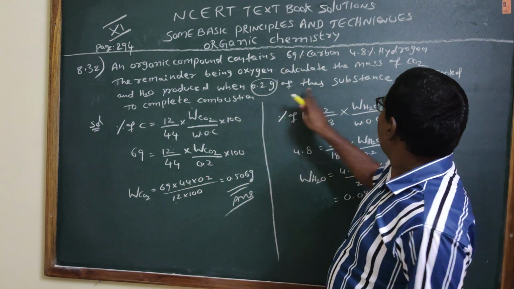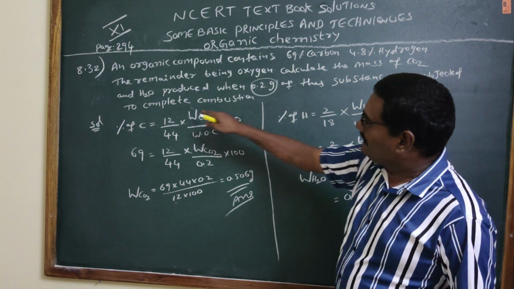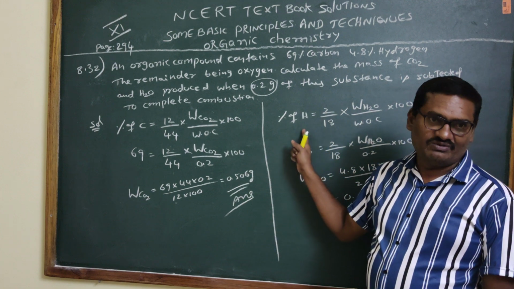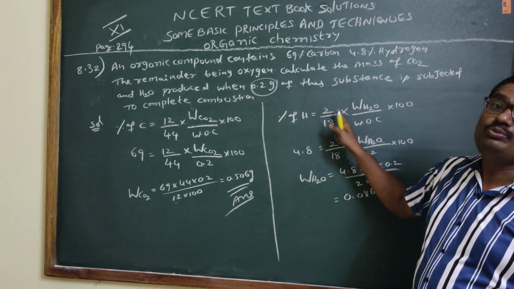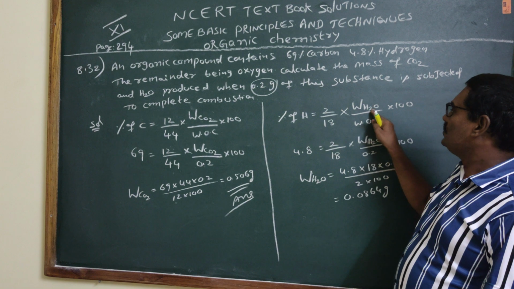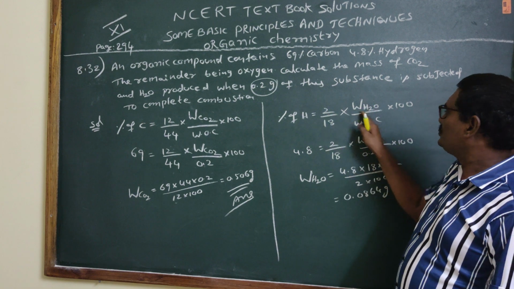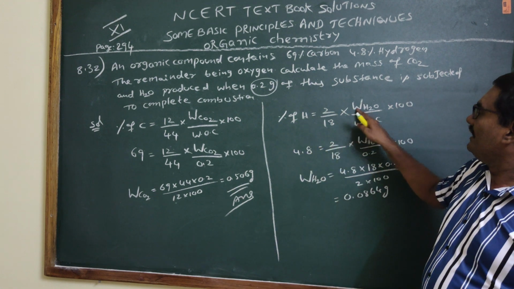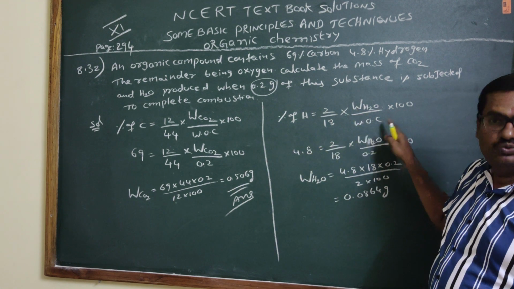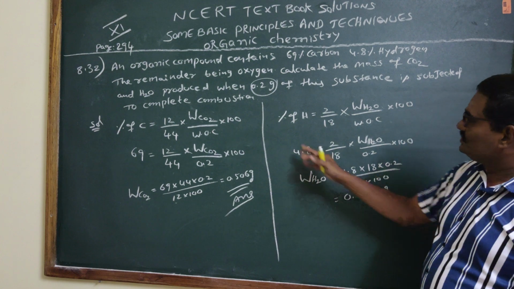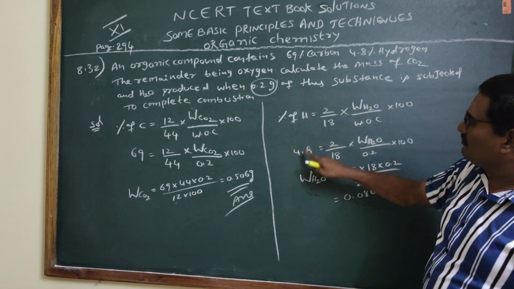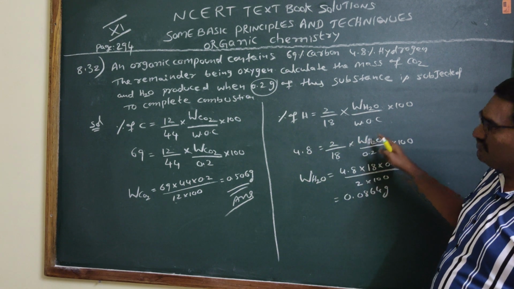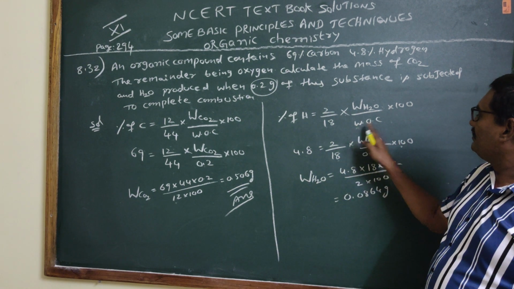Next, another one: we calculate the percentage of hydrogen. The percentage of hydrogen formula is equal to 2 by 18. Here 2 is the hydrogen weight and the H2O molecular weight is 18. So 2 by 18 into weight of water by WOC into 100. So percentage of hydrogen is equal to 4.8%. 2 by 18 into weight of H2O, which we will calculate, by WOC.